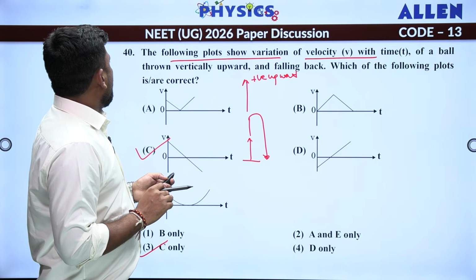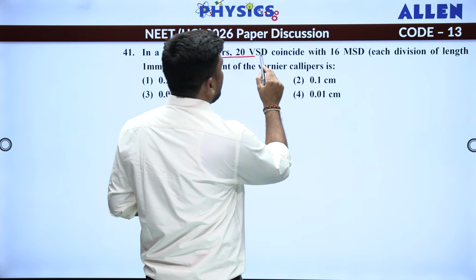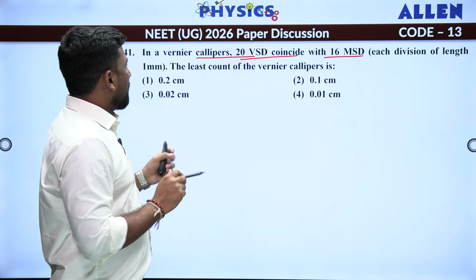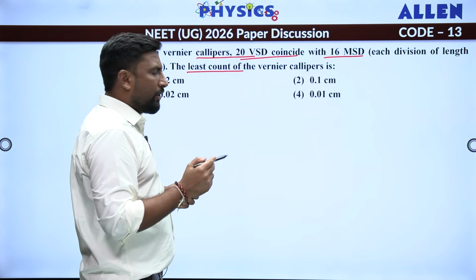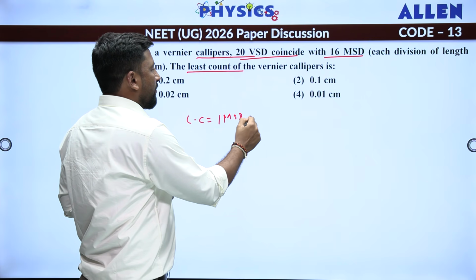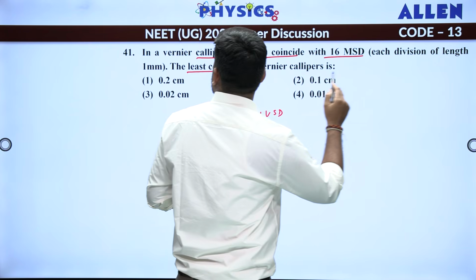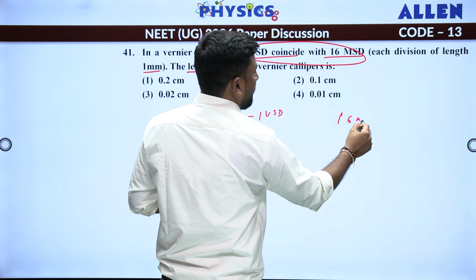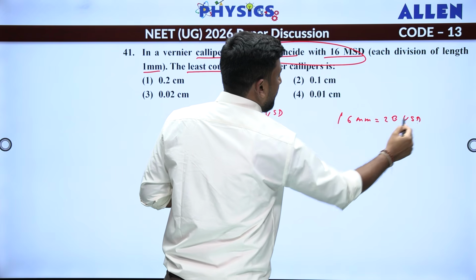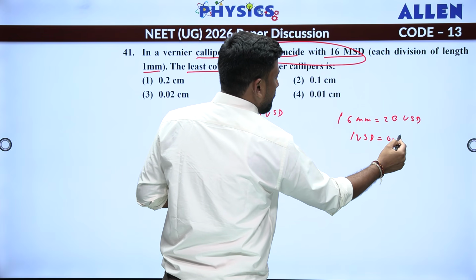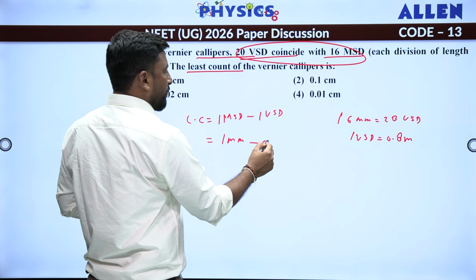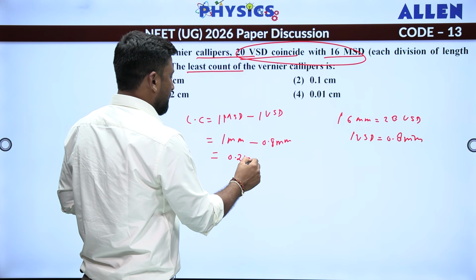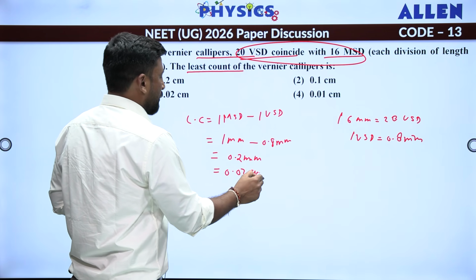Alright. Now, let's move to question number 41. They are saying vernier caliper. They are saying 20 VSD is coinciding with 16 MSD. So again, it's a question of vernier caliper, where they are trying to ask the least count. So we know that least count is equal to 1 MSD minus 1 VSD, right? 1 MSD, they have given that it is 1 mm. And 1 VSD you can get from this information that 16 mm is equal to 20 VSD. So from here we can say 1 VSD will be 0.8 mm. So minus 0.8 mm, you'll get from here 0.2 mm. So the answer is given in centimeters, so it will become 0.02 centimeter.